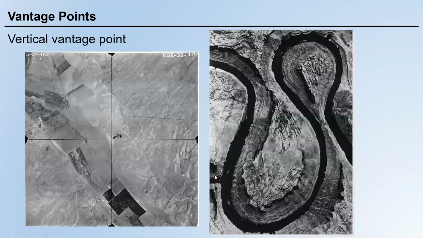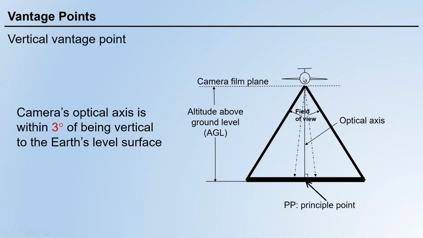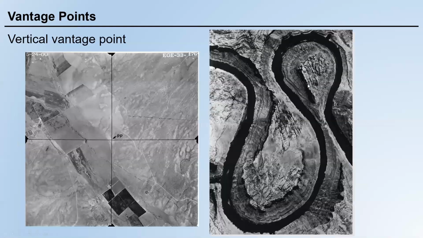So here is our vertical vantage point, when the plane is flying right above a specific area, and the camera is looking at the surface of the Earth right below the plane. This is the situation, right? So this is the principal point of the camera, and this is the whole area covered by this camera right now.